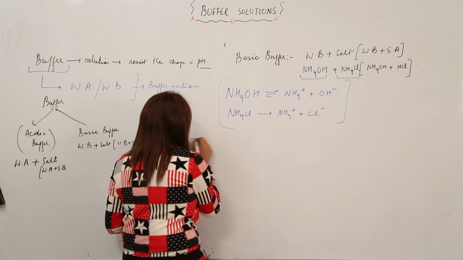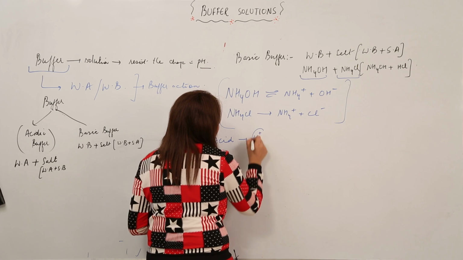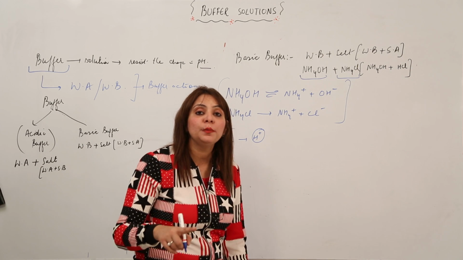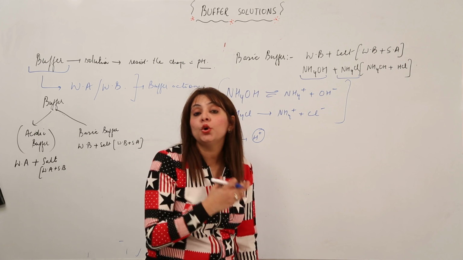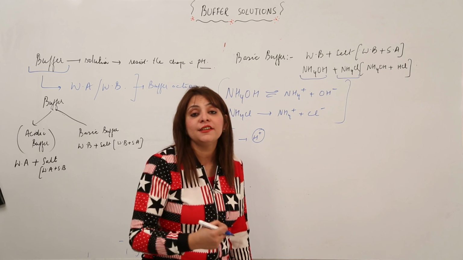So what I am doing, I am adding acid to it. We know that the acid releases hydrogen ions. So these hydrogen ions can alter the pH by changing the hydrogen ion concentration. But actually they don't alter the pH. How? Because they get consumed due to the reserve acidity of the solution.